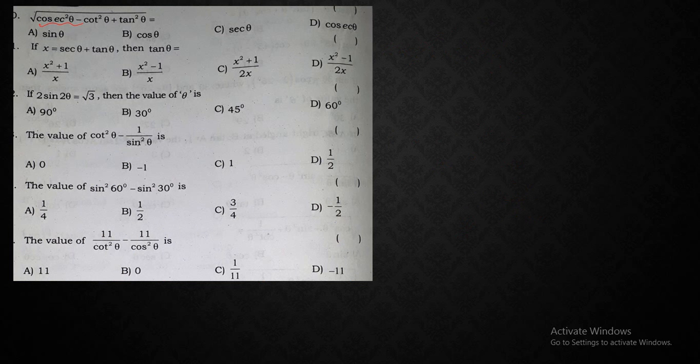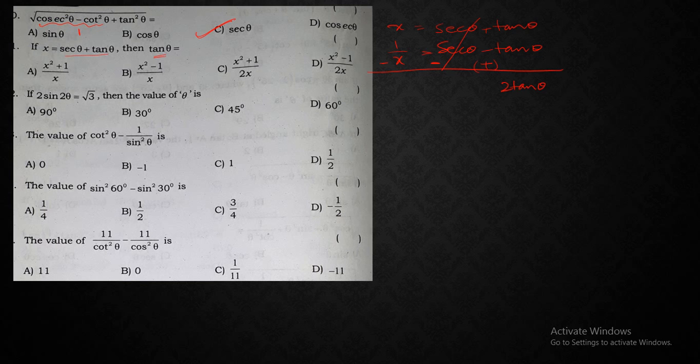So cosecant square theta minus cot square theta is nothing but 1. So 1 plus tan square theta is secant square theta. So when you remove the square root, it becomes secant theta. If x is equal to secant theta plus tan theta, then secant theta minus tan theta can be written as 1 by x. Now what is he asking? Tan theta. So if I want tan theta, what should I do? I need to do subtraction. Then this sign will change. So secant theta minus secant theta gets cancelled.